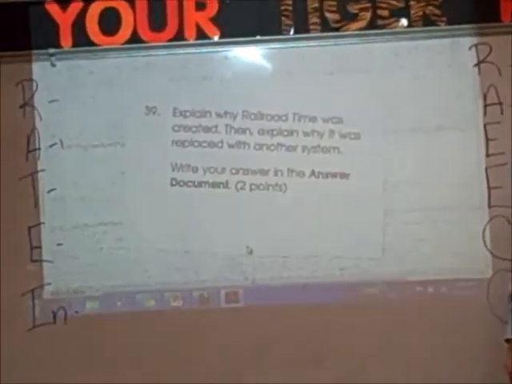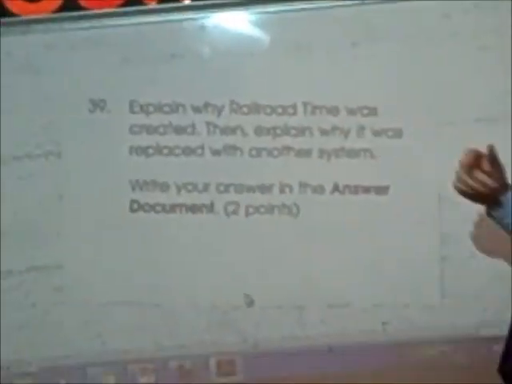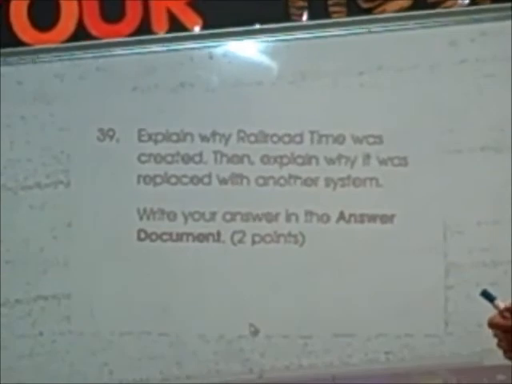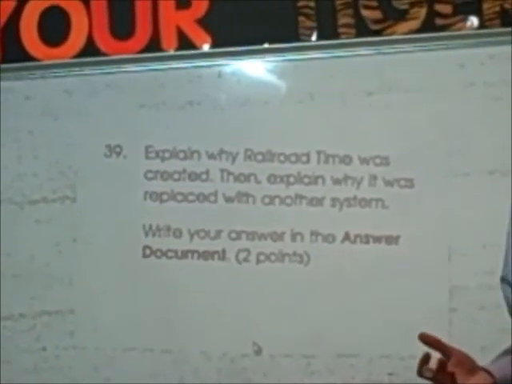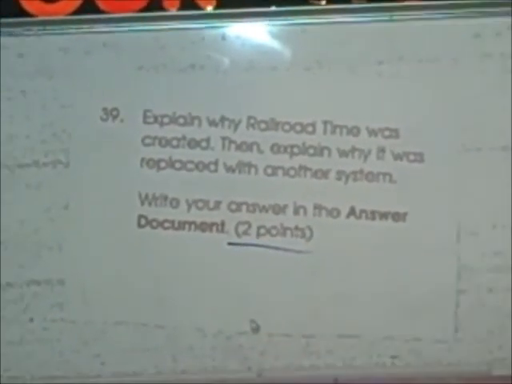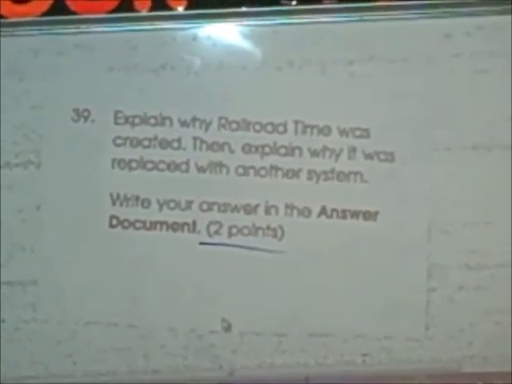They're talking about railroad time. Explain why railroad time was created, then explain why it was replaced with another system. Write your answer in the answer document for 2 points. Just like we said last time, start with what's in parentheses. How many points is it worth?